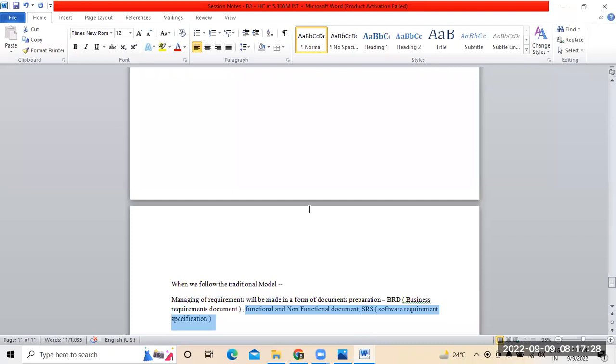Which hardware to be used, which software, which operating system, what the database is, all that will be prepared by the technical team itself. So this is one way of requirements communication or managing requirements in the form of the traditional model, right? This is how the traditional model works.